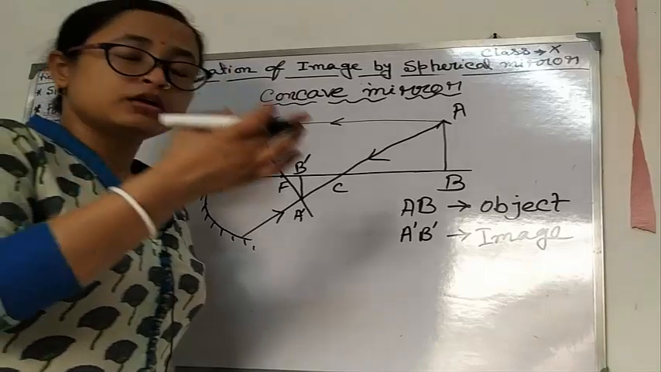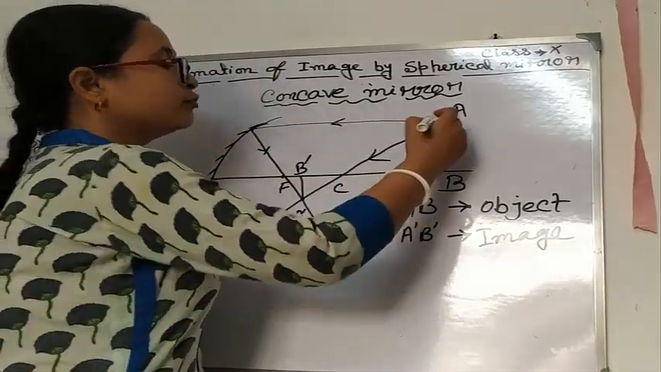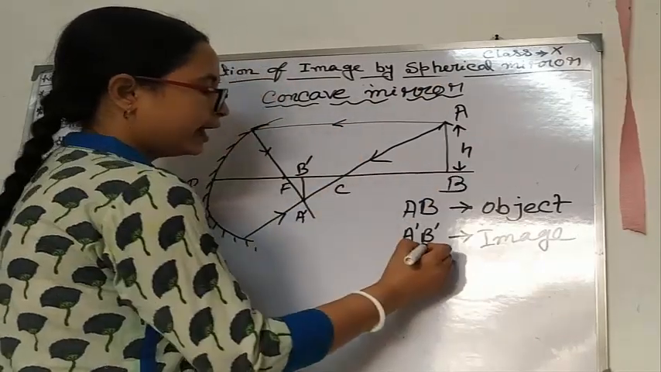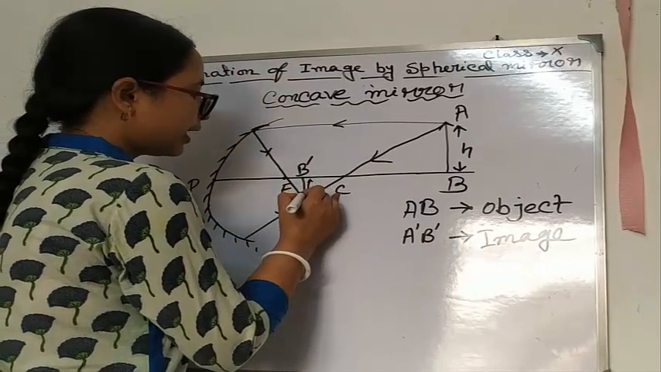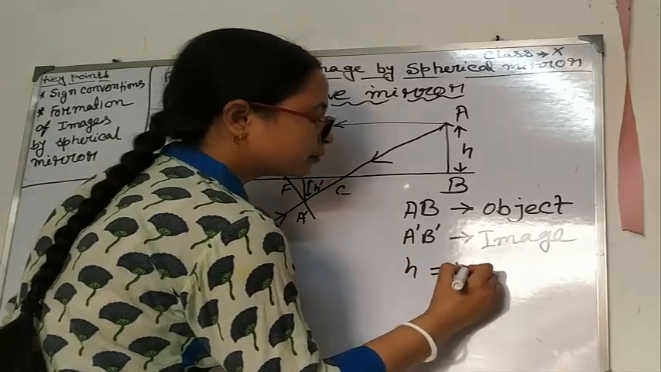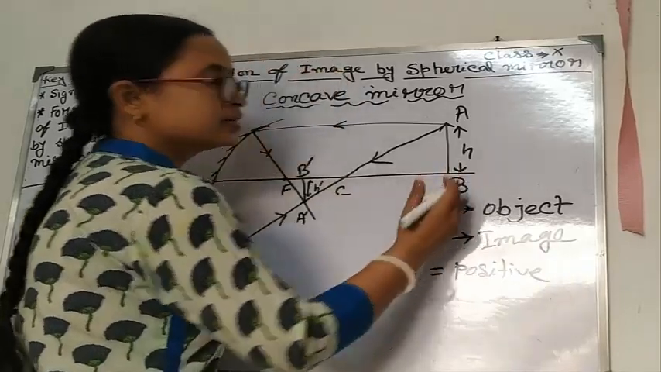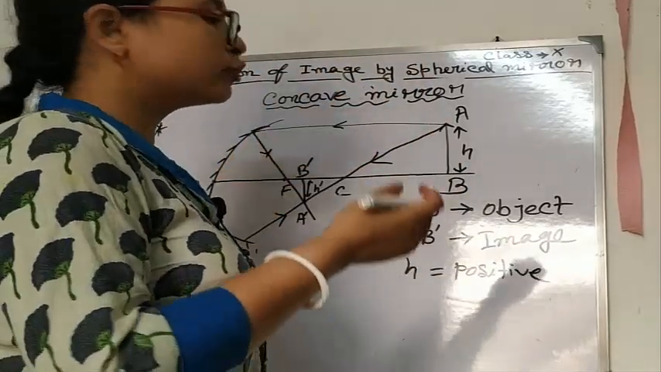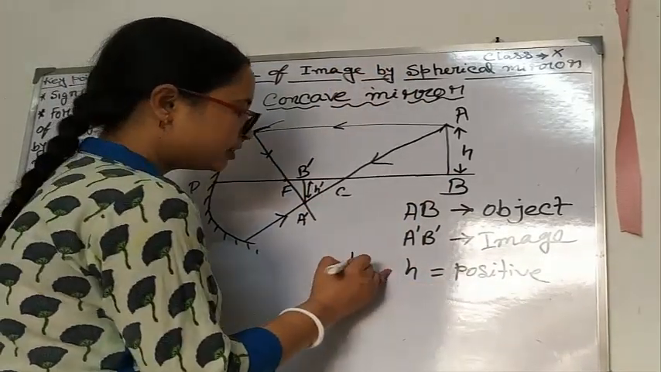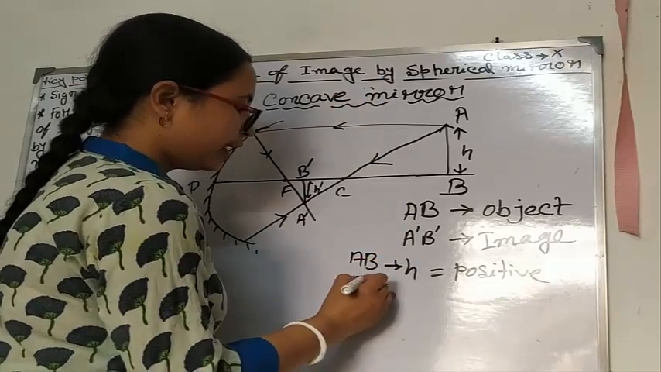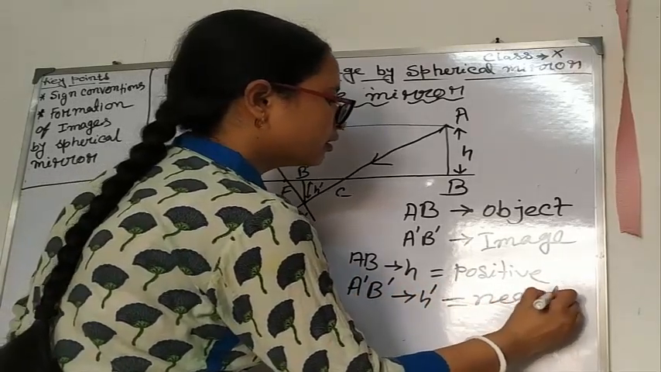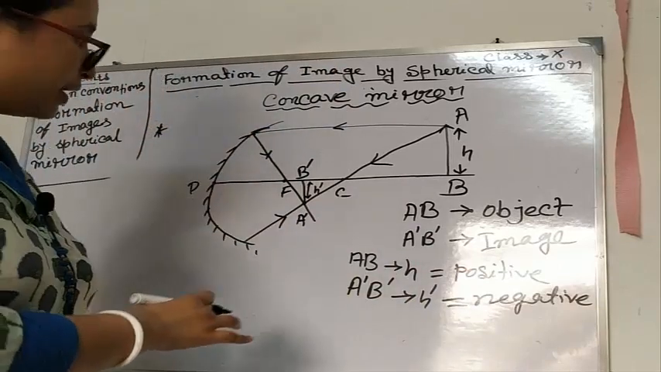So as we are learning in sign convention, if we consider the height of the object as H and A dash B dash as H dash, what can you take? H will be positive as it is upward in sign convention. Just now I told you that in sign convention, when it is vertically upward, it is taken as positive. That means AB is positive and A dash B dash will be negative. Okay, understood what the sign convention is here?